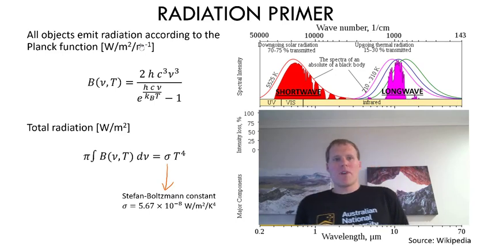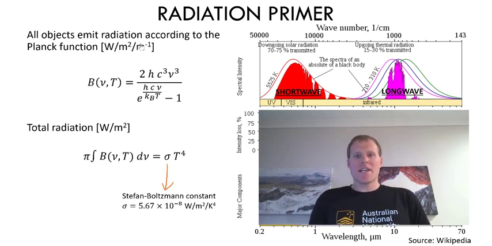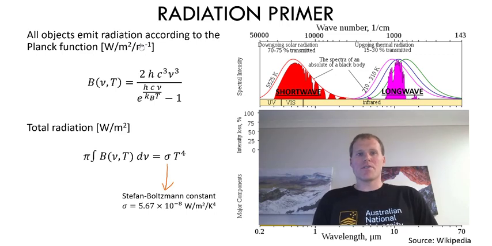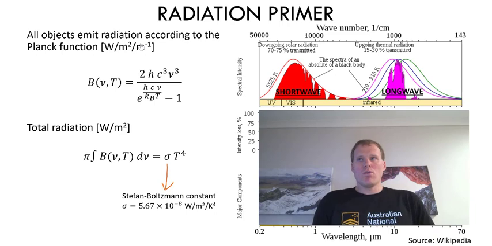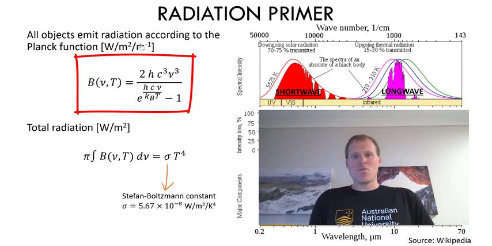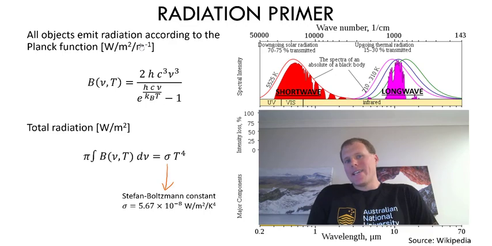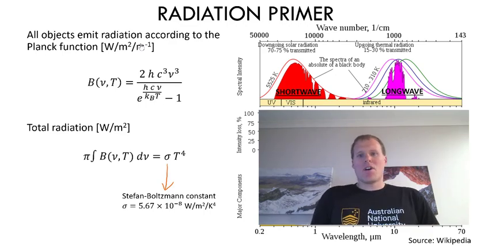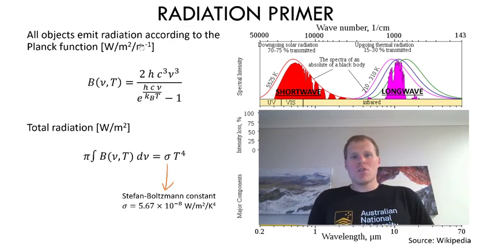So a quick radiation primer to give you the context of why in the climate we call those the short and the long wave radiation. Keep in mind that all objects emit radiation according to something called the Planck function, which the physicists among you would be familiar with. It's written here as B of nu and T, where nu is actually the wave number and T is the temperature. But the key point here is that higher temperature objects emit at shorter wavelengths and higher frequencies.